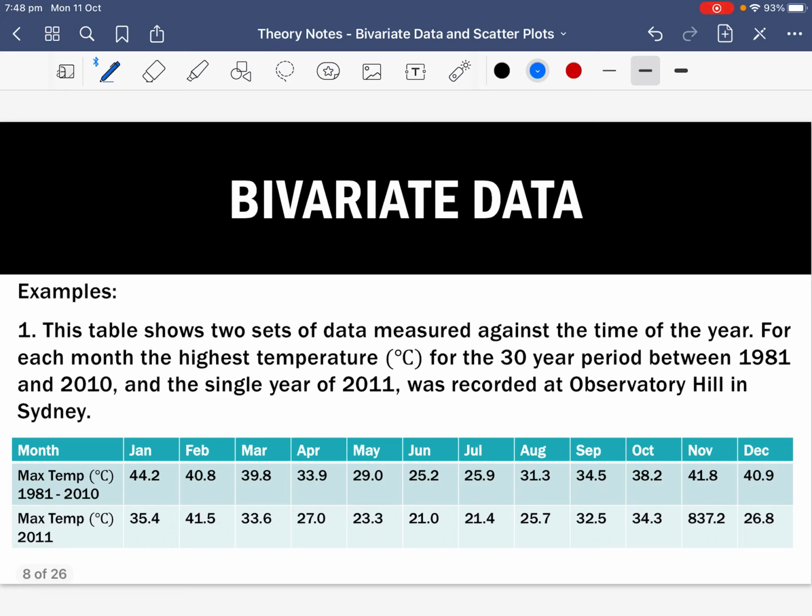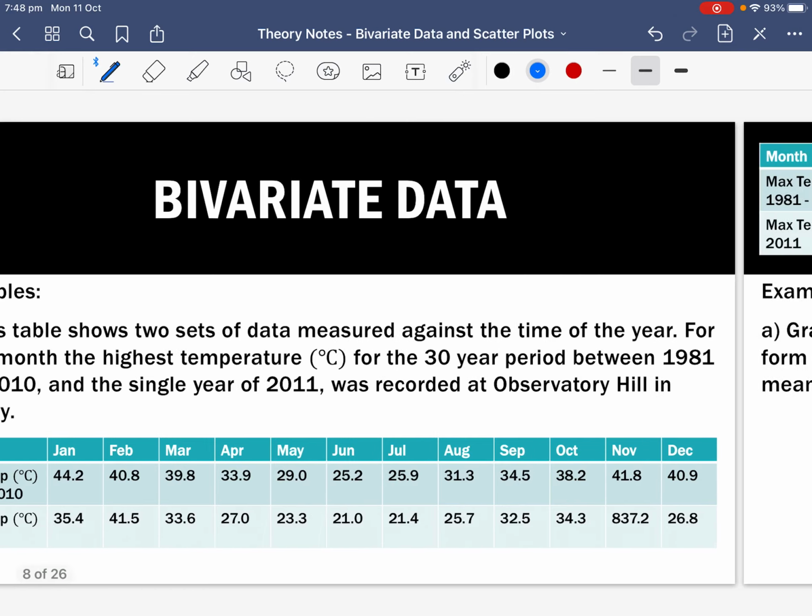Let's have a look at an example. So this table shows two sets of data measured against the time of the year. For each month, the highest temperature in degrees Celsius for the 30-year period between 1981 and 2010, and the single year of 2011 was recorded at Observatory Hill in Sydney.